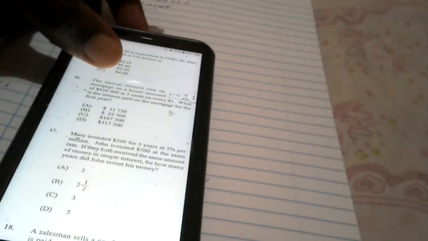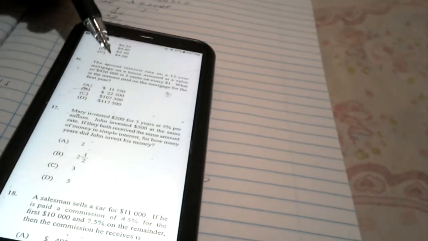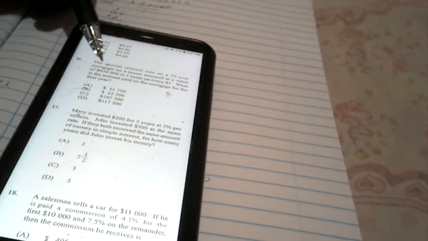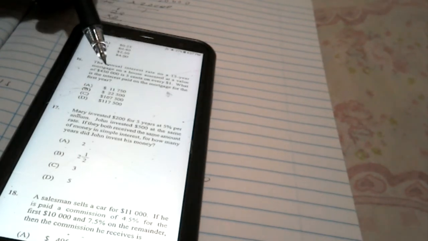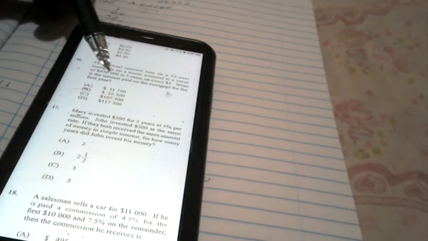Okay, let's look at another one. Number 16, the annual interest rate on a 15-year mortgage on a house assessed at a value of $450,000 is 5 cents on every $1. What is the interest paid on the mortgage for the first year? So we have some choices here. So how would we approach a question like that?